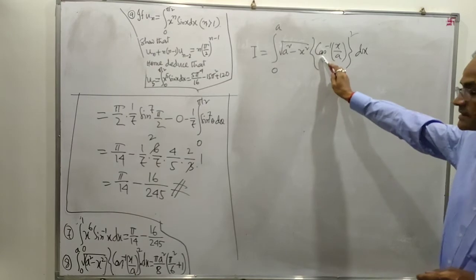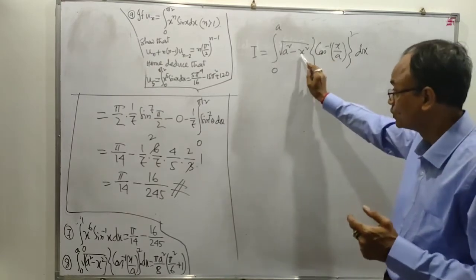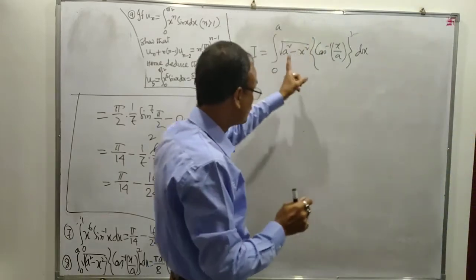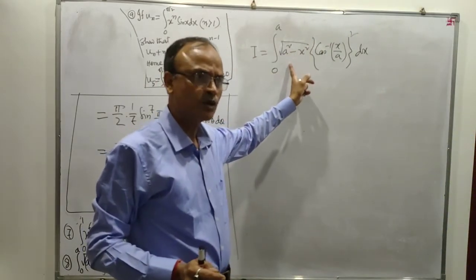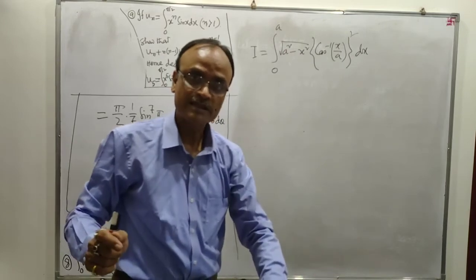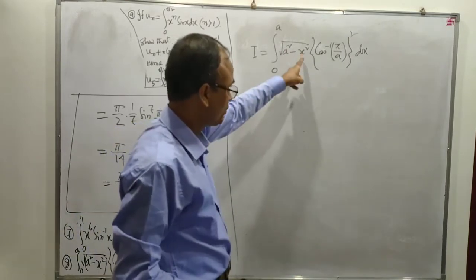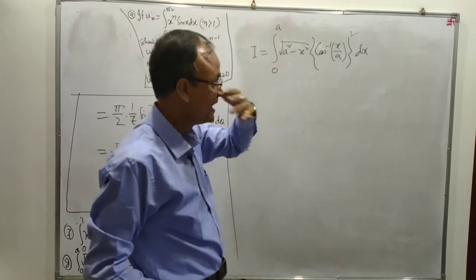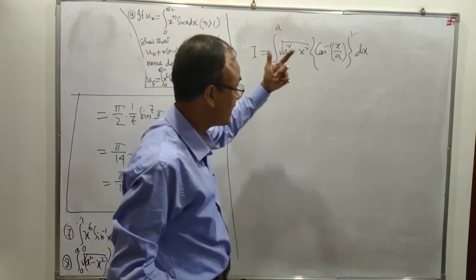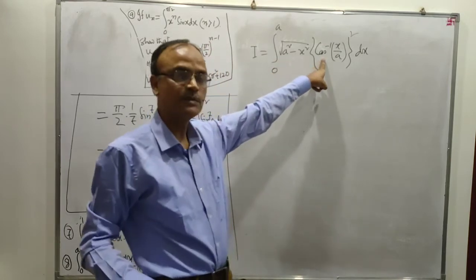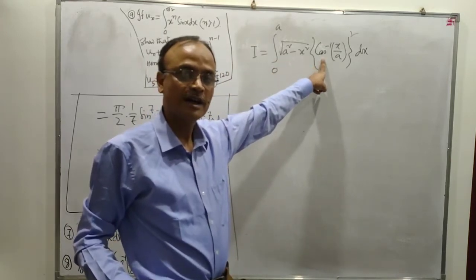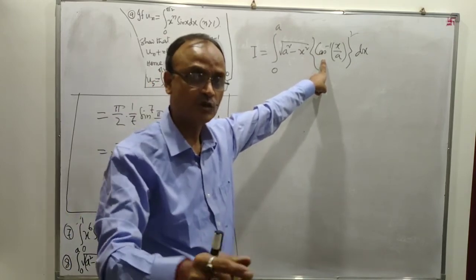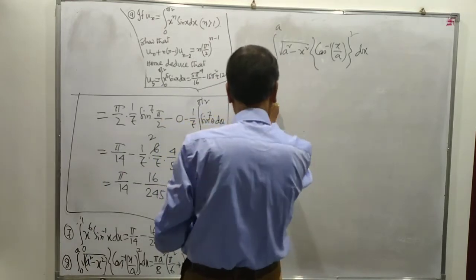Now it is cos inverse x. Therefore, to remove the radical sign root over, you may put x equal to either a cos theta or a sin theta. Here it is cos inverse x by a. Therefore, for our convenience, we will definitely put x equal to a cos theta.